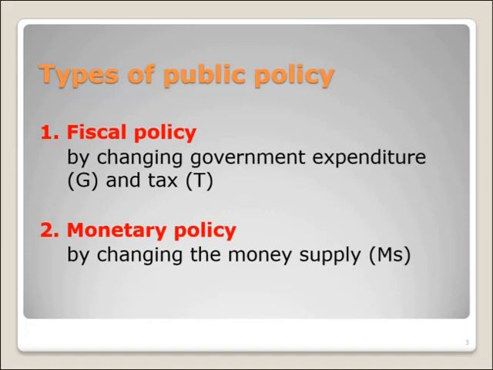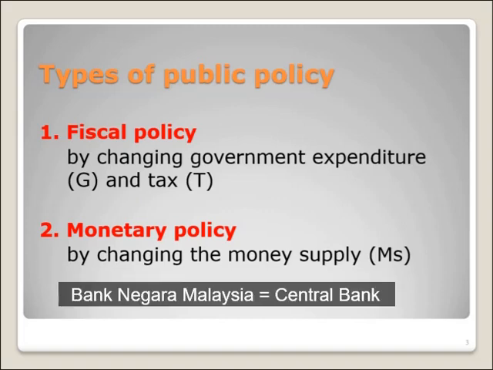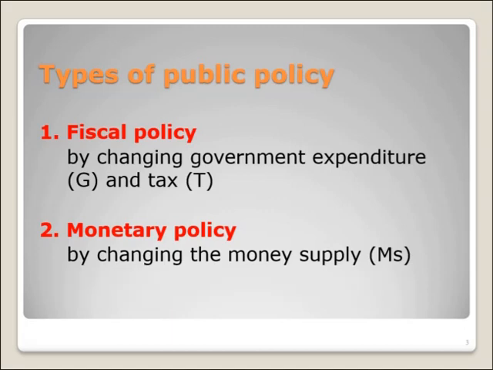Government fiscal policy means governments make deliberate changes in T, tax, and G, government spending or government expenditure, to produce full employment, price stability, and economic growth, or to achieve all macroeconomic objectives, as in chapter 7. Meanwhile, monetary policy is the actions taken by Bank Negara Malaysia, a proxy by government, to influence the money supply and credit to stabilize the economy to achieve the same objectives: full employment, price stability, and economic growth.